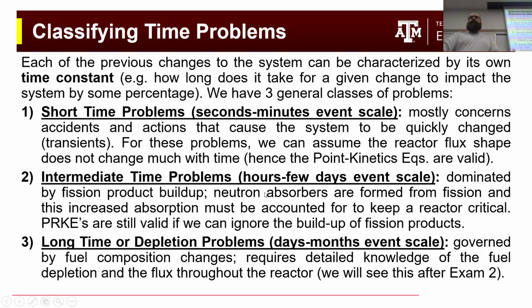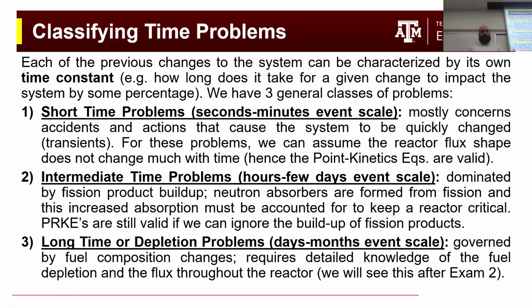Intermediate time scale problems, like hours to days, end up being impacted by the buildup of fission products and the neutron absorbers that get formed from these fission products. If we can account for the buildup of fission products, then the point reactor kinetics would still be relatively valid.